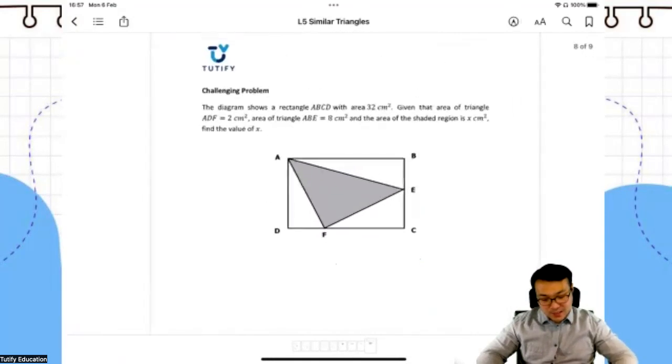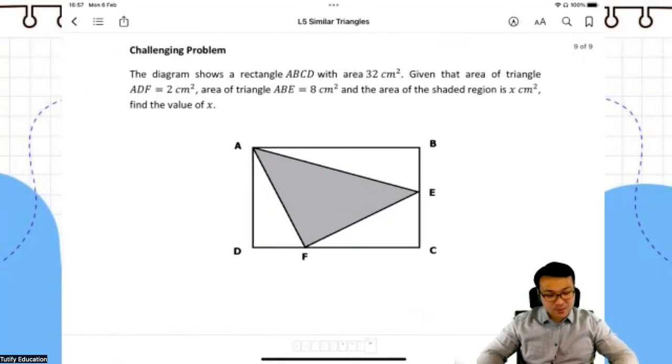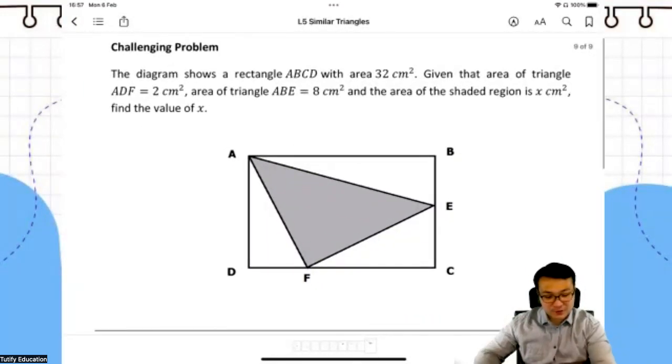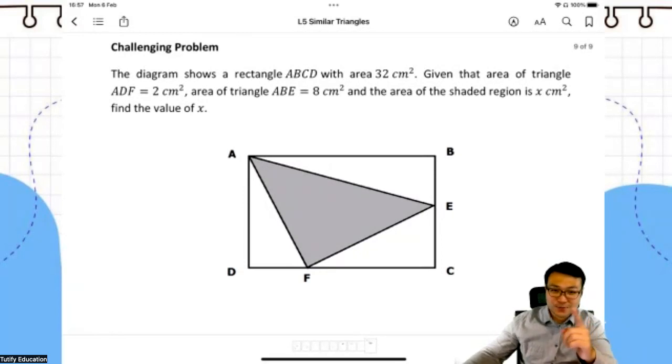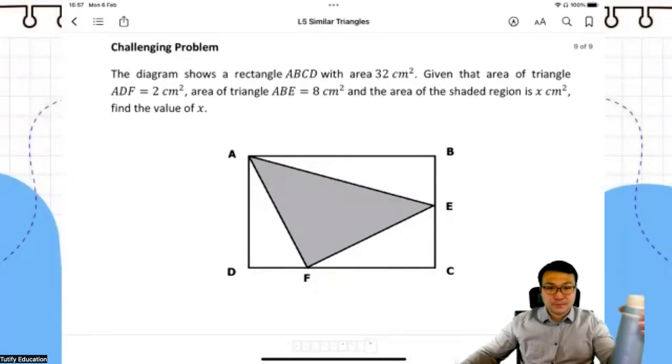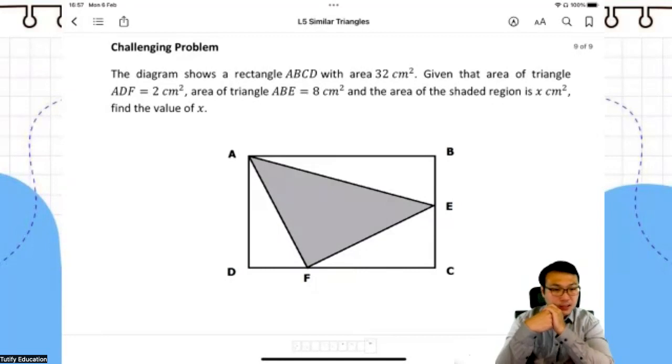Now let's take a look at the challenging problem. Okay, I give you 15 seconds. Can you all just read it first? Read it first and try to understand it before you do it. Read it and understand it before I go through it with you.